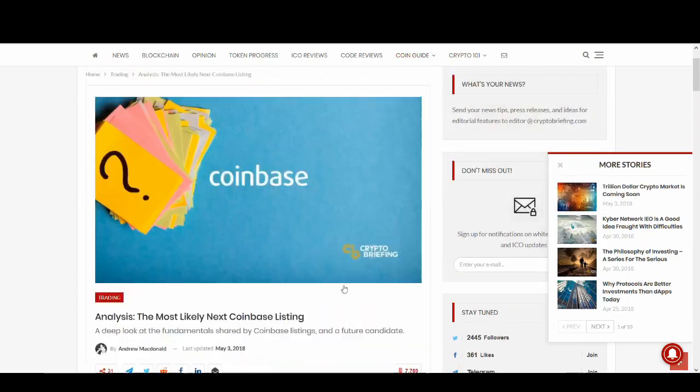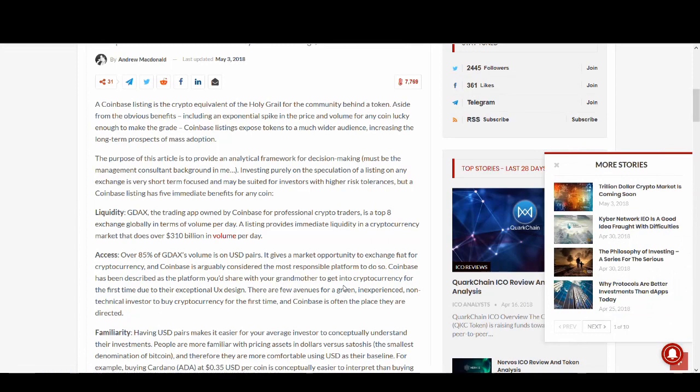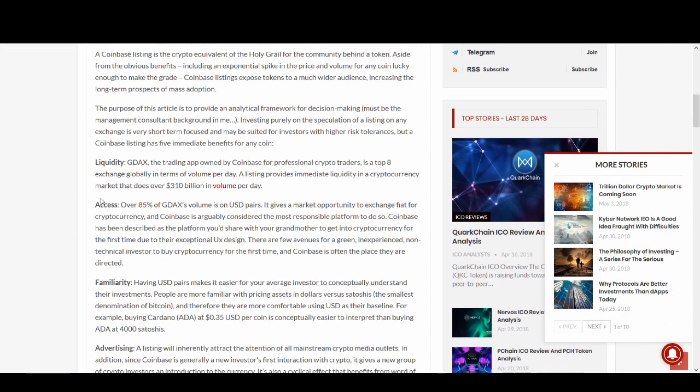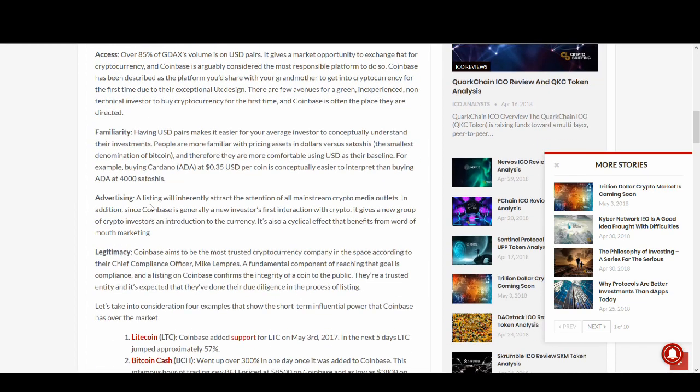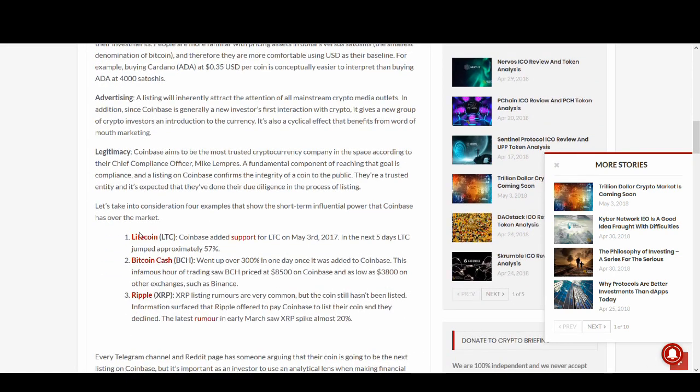So this article is really good. I'm not going to go into too much detail. It looked at the framework and the criteria that Coinbase have given, liquidity issues. So they do not want coins that can be manipulated easily. If there's low liquidity, it could be manipulated a lot. It talks about access, familiarity, advertising, legitimacy. It looks at the current coins that are on there and how much.